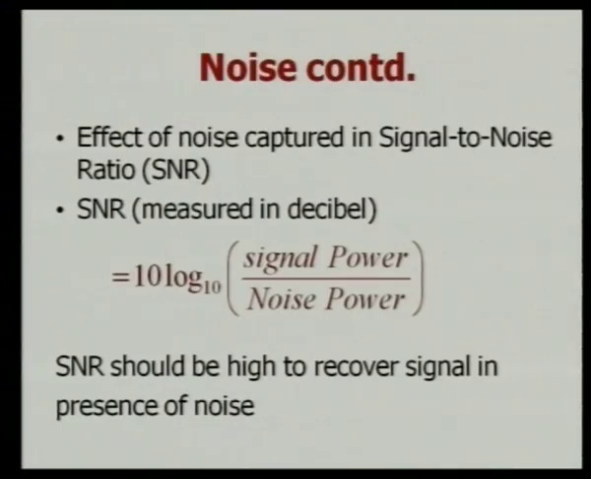Now you can easily see that the SNR should be high to recover the signal in the presence of noise. If the SNR is not high, you can see the effect of that. When I say SNR is high, it means the signal power has to be much larger than the noise power. If the signal power is larger than noise power, the signal power will subdue the noise power and you will be able to recover the signal. But if the noise power becomes greater than the signal power, then recovering the original signal becomes difficult. So this is the problem that we have with respect to noise.